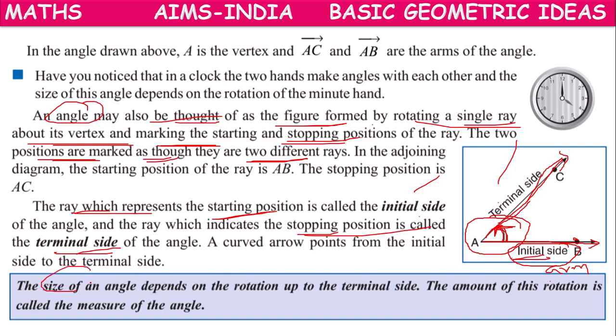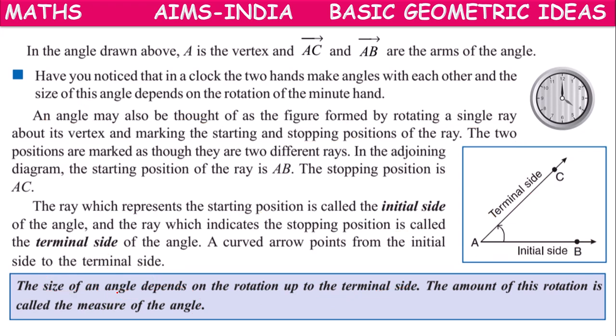So the size of the angle depends on rotation. If we rotate up to here, then the size of the angle will be bigger compared to the previous one. So the amount of rotation is called here the measure of the angle. Measure of the angle.